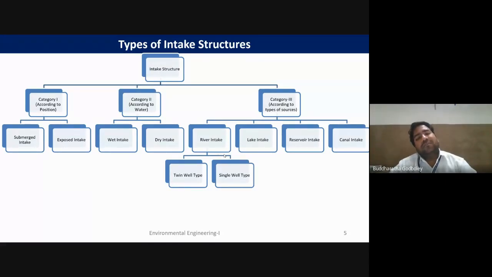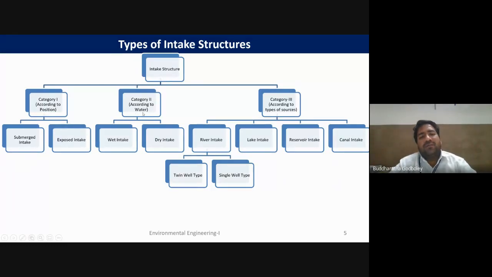Types of intake structure. Basically, intake structures are classified in three categories. The first category is according to the position. Next is category 2, according to the water level, and category 3, according to types of sources. If we talk about category 1, according to position, it is further classified in two ways. Number one is submerged intake, another one is exposed intake. I repeat, submerged intake as well as exposed intake.